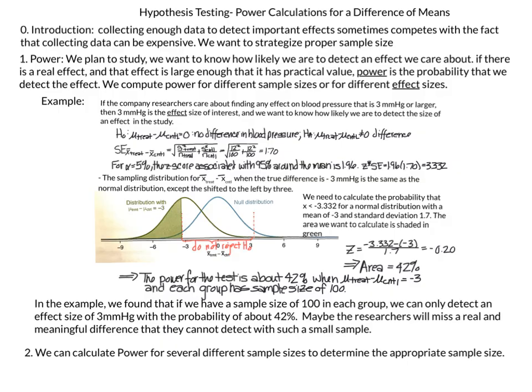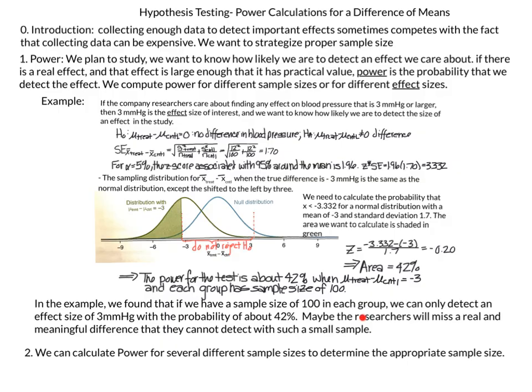We compute power for different sample sizes or for different effect sizes. And we went through this example here, and we found if we have a sample size of 100 in each group, we can only detect an effect size of 3 mmHg with probability of about 42%, meaning that this effect, even if there is a significant effect, we only detect it 42% of the time, meaning we miss it 58% of the time. So maybe we'll miss a real and meaningful difference.